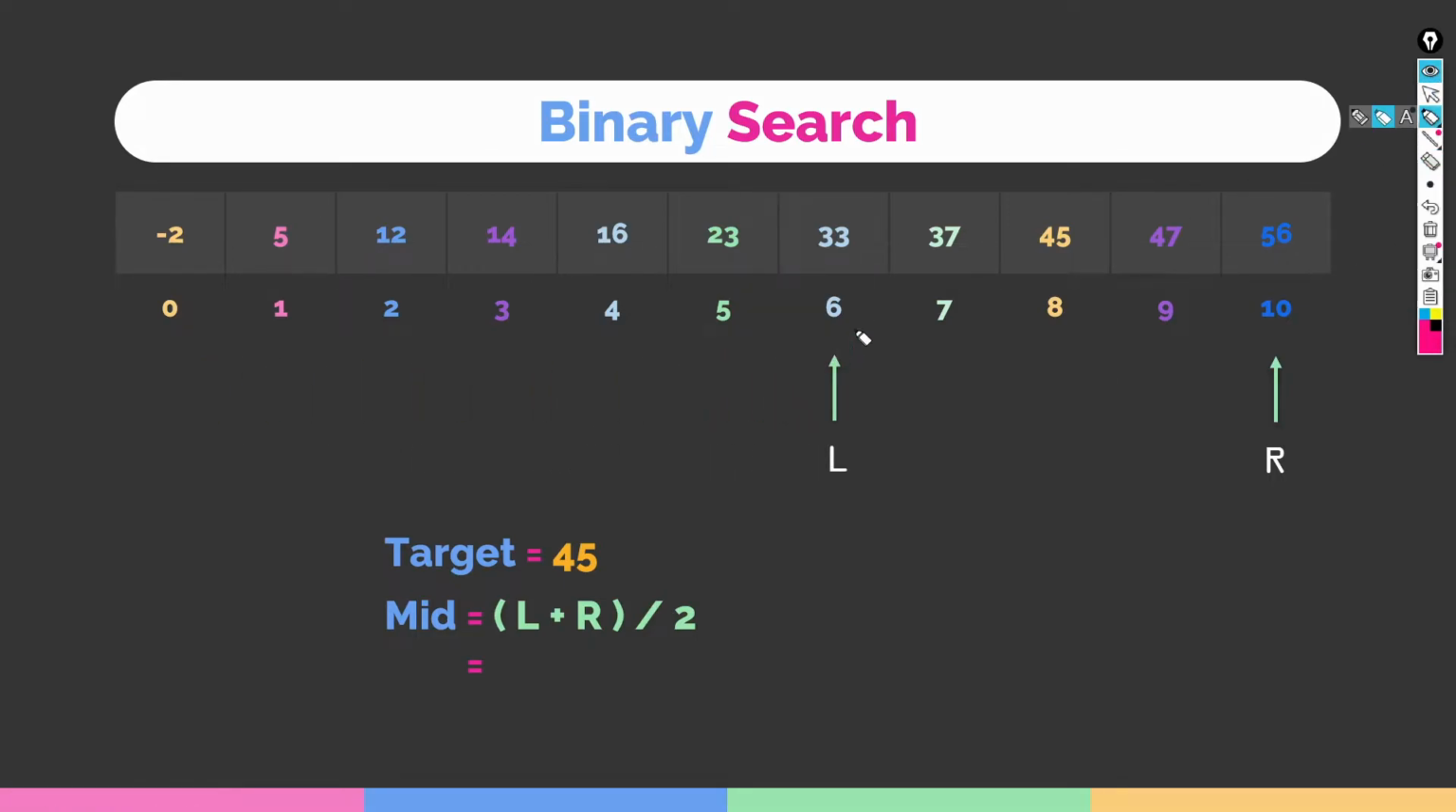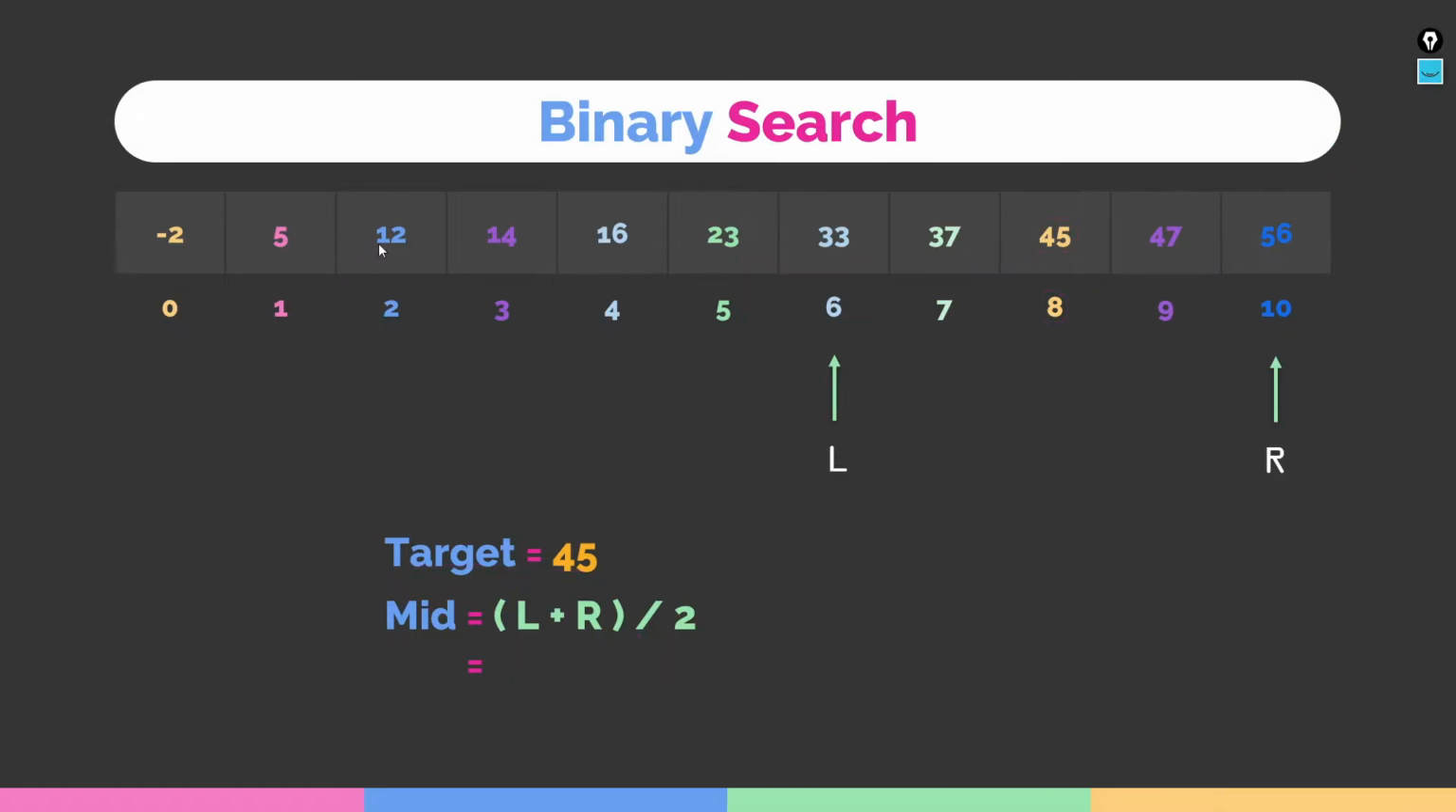Okay, now in this scenario L is 6 and R is 10, so 6 plus 10 is 16, divided by 2 is 8. So this is our mid value. Is it equal to target? Yes, it is equal to target. So we found our index 8 in only 2 tries. If we wanted to do it with a linear search, we would need to go from here to here. We need 9 tries, and we did it in 2 tries in binary search.